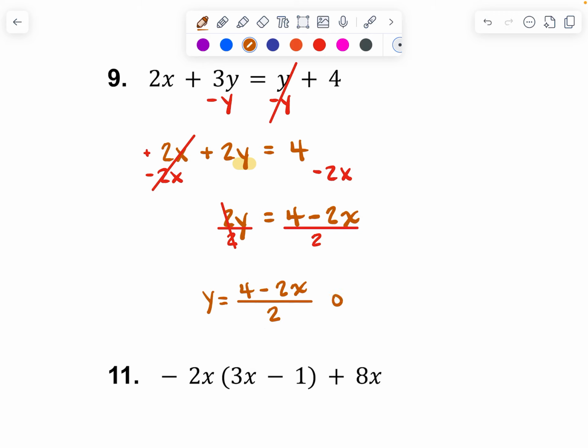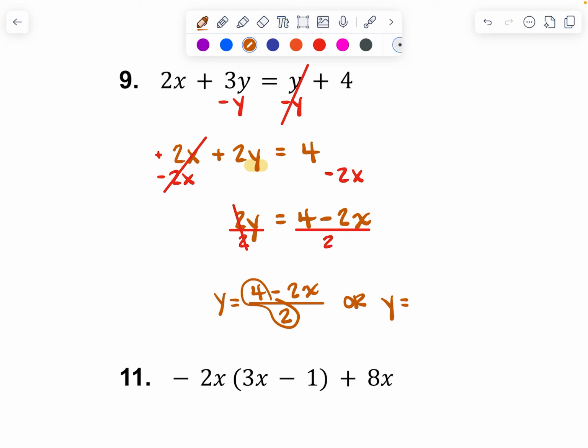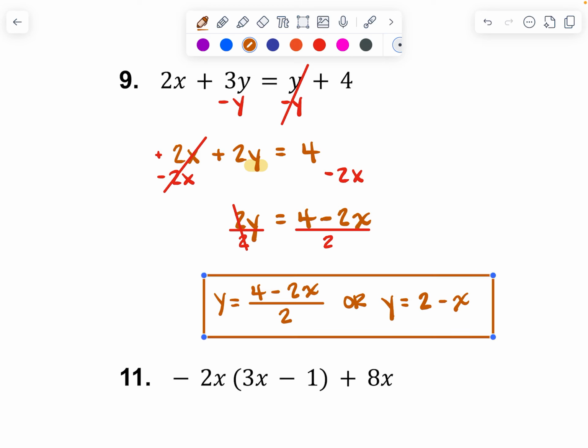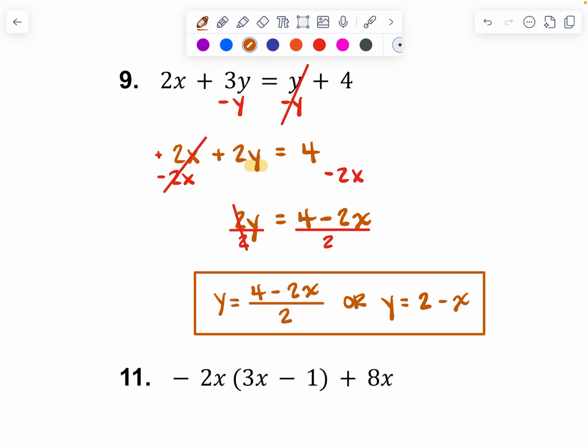So if you actually want to go ahead, I'm going to write or. If you actually want to do the division, like 4 divided by 2 is 2, right? Because we can actually divide that. Oops. Sorry about that. And we can also do negative 2x divided by 2, which is just negative 1x. So I would take either one of those answers, whether you simplified it or not, that's totally up to you. My goal is just for us to get y solved for correctly.